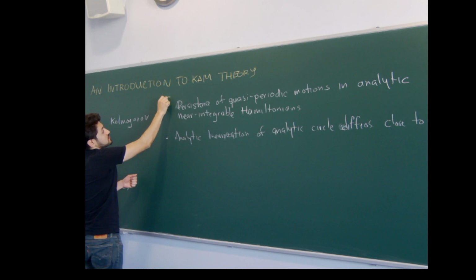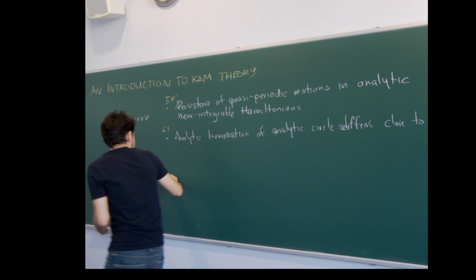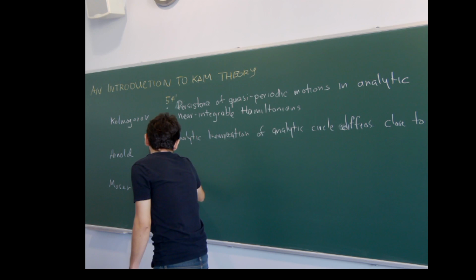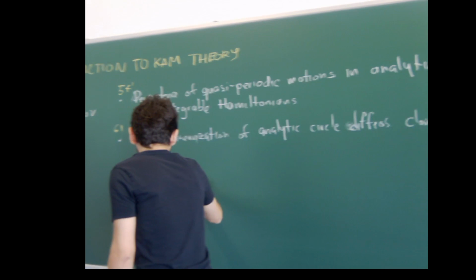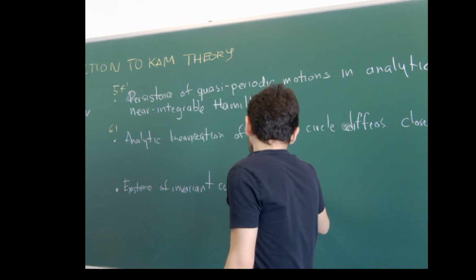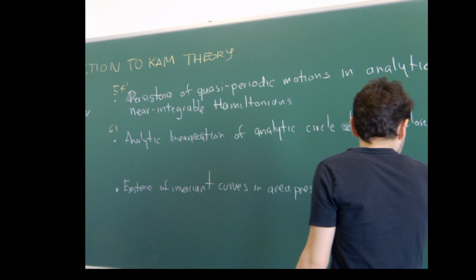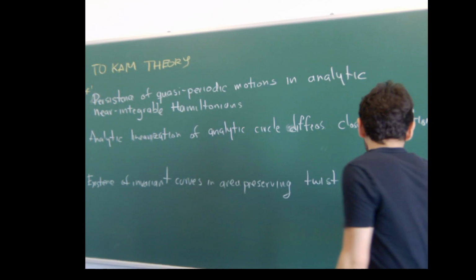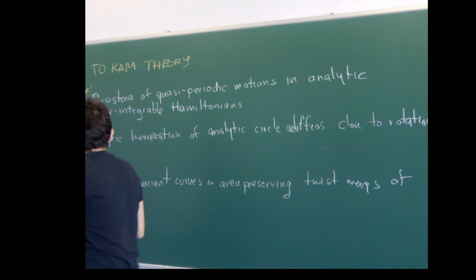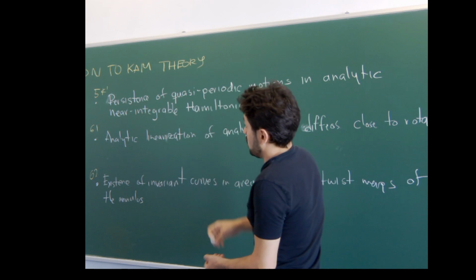This was around 61. And later Moser, in 62, again applied these ideas to show the existence of invariant curves in area preserving twist maps. These two were just a confirmation that these ideas worked, and then it was Arnold who gave a full proof of these results.